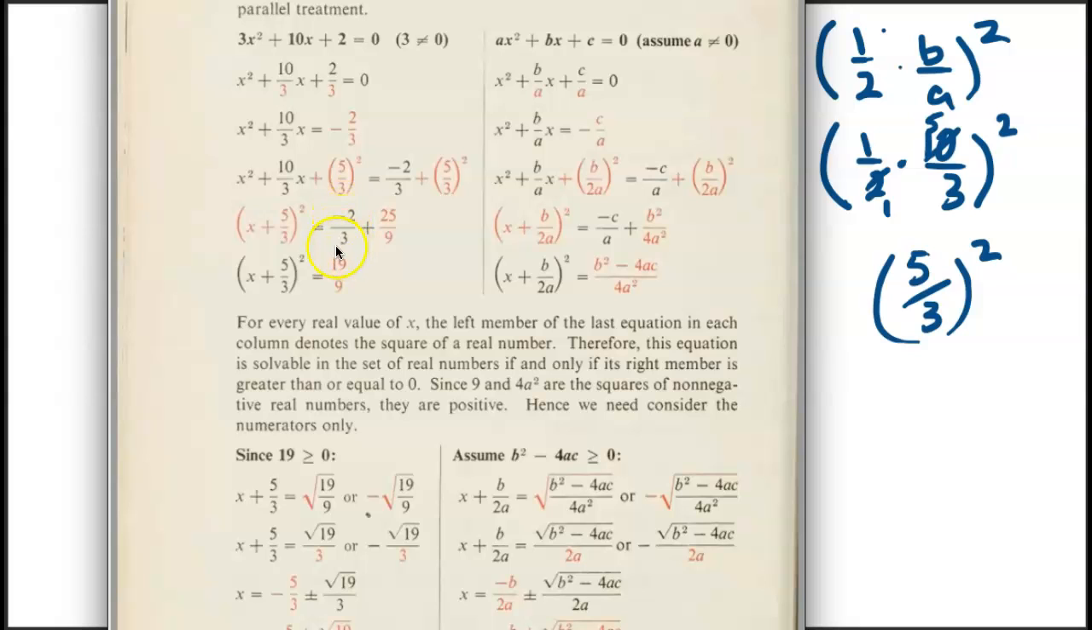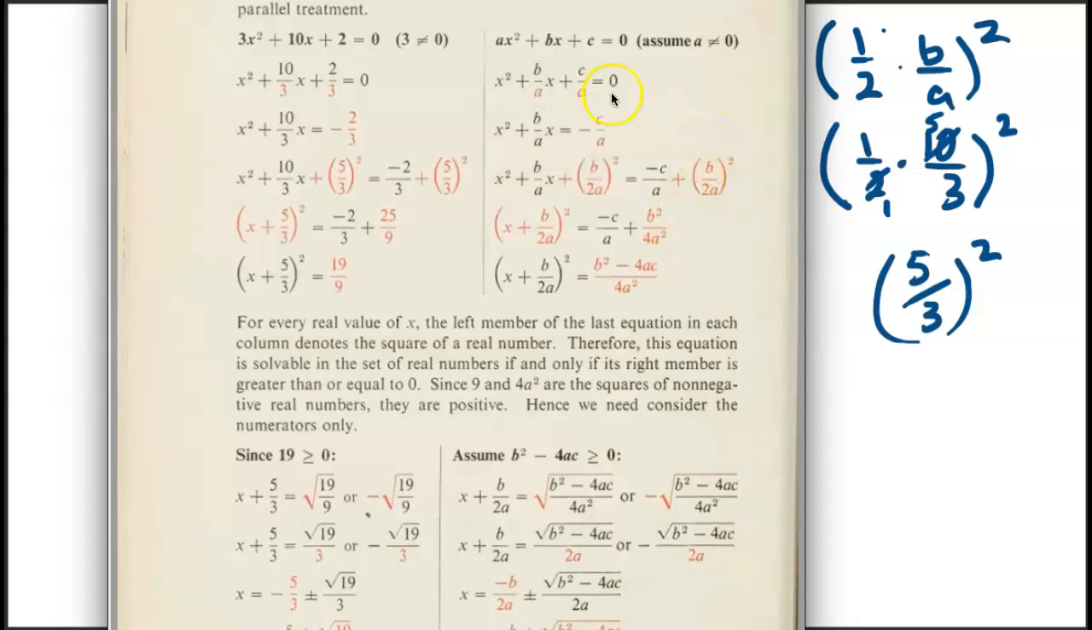Minus 2/3 is really minus 6/9, right? To get a common denominator. So negative 6/9 plus 25/9 is how we get the 19/9. Now over here, when we use the general case to complete the square, notice what we get: b squared minus 4ac over 4a squared. That should mean something to you, right? I'll show you that in just a moment.